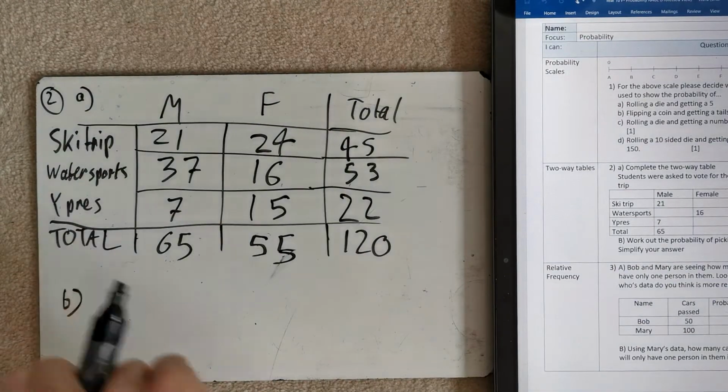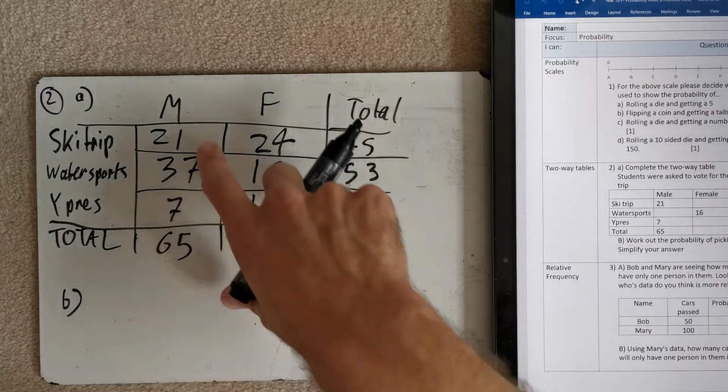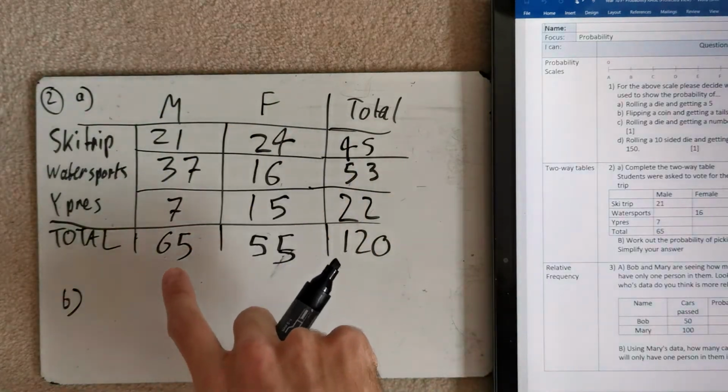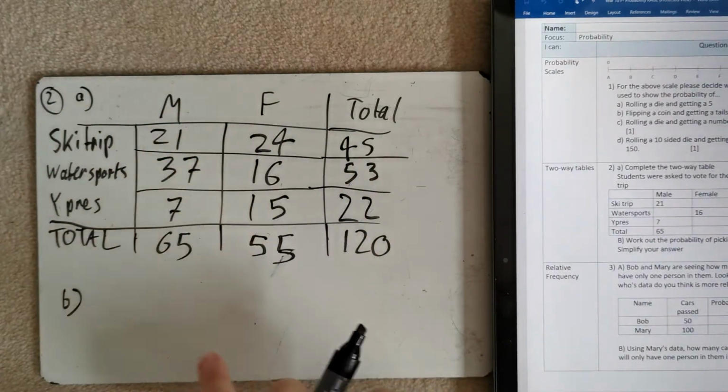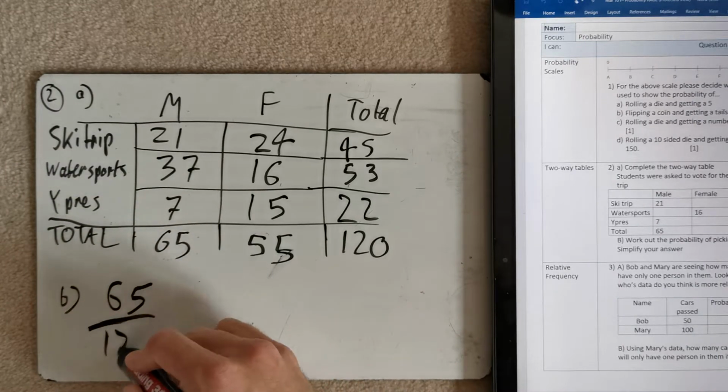Okay, probability of getting a male student. Now, which one of these is that? All the male students. Is it that? Nope, that's just the ski trip people. Just the water sports, just the EAP people. So it'll be this one. So 65 out of 120.